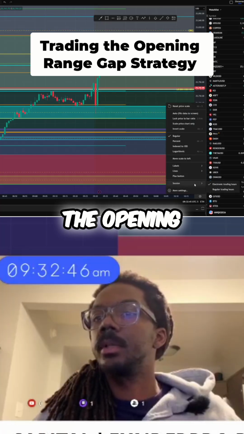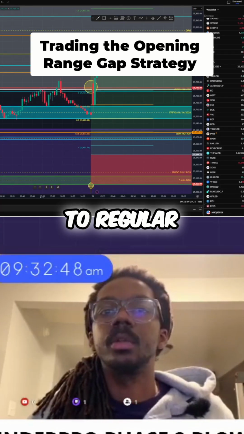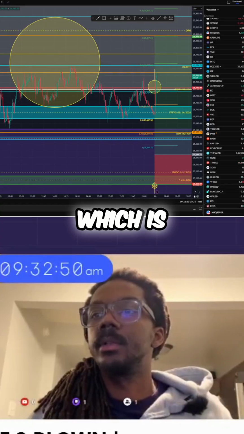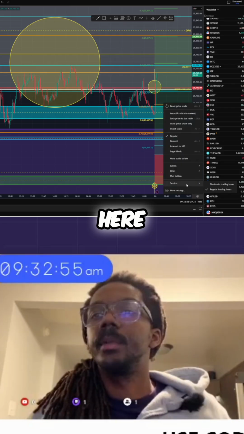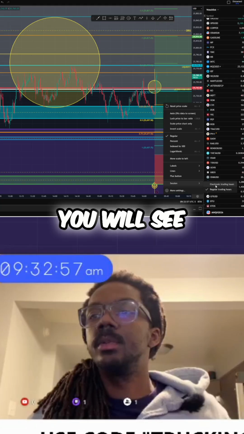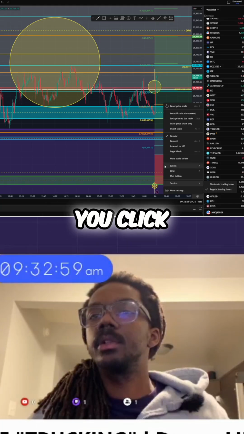I'm going to check the open and range gap. So we're going to go to regular trading hours, which is right down here. You click this little hexagon button right here, and then you go to session. Then you will see electronic, and then you will see regular. Make sure you click regular.